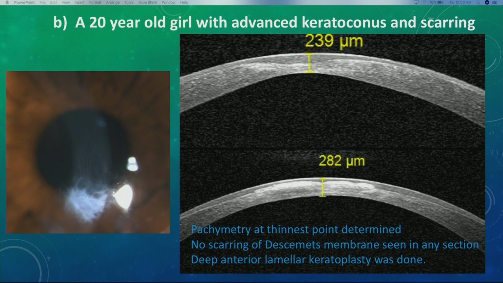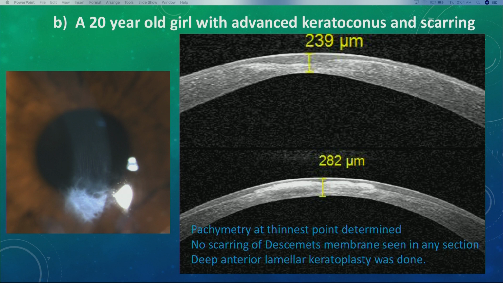In case of advanced keratoconus and scarring, again, ASOCT has a lot of advantage. One, it can tell you about the pachymetry at the thinnest point of the cornea, so you can decide your depth of demarcation where you want to dissect. Secondly, you see whether the scar involves the Descemet's membrane or not, because if it involves the Descemet's membrane, then a big bubble DALK is perhaps contraindicated. You can have a rupture.